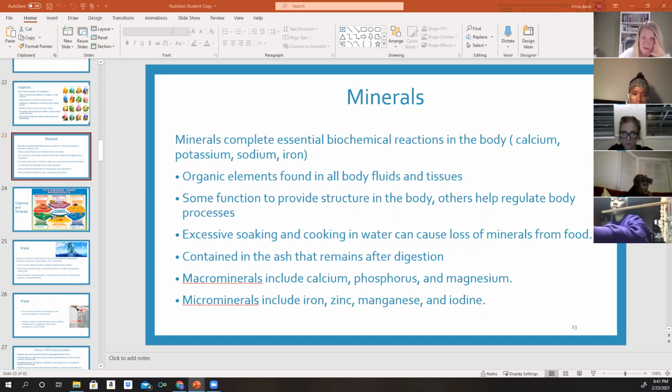We have macro minerals, which include calcium, phosphorus, and magnesium. And then we have micro minerals, which are our iron, our zinc, magnesium, and our iodine.